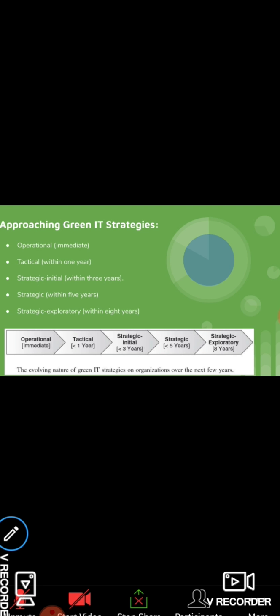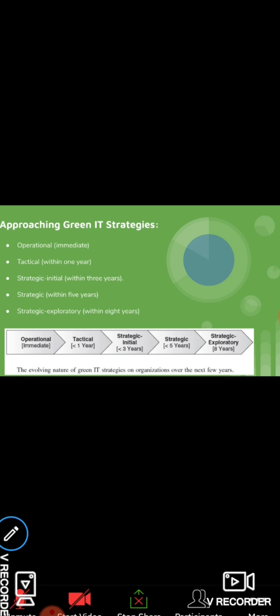First will be your operational, second will be your tactical, then strategic initial, and after that we can say the strategic layer tier. After that, strategic exploratory. Fine. So we'll discuss each and every tier of approaching green IT strategies.